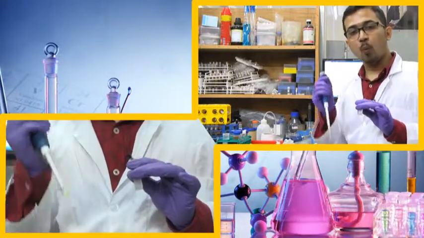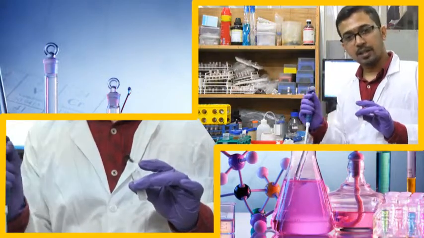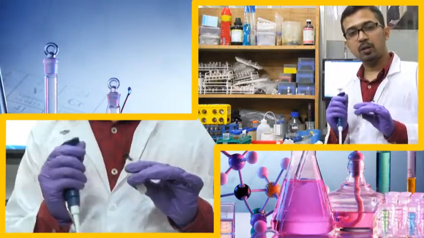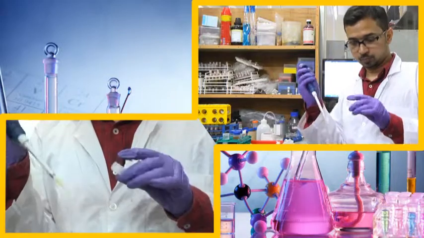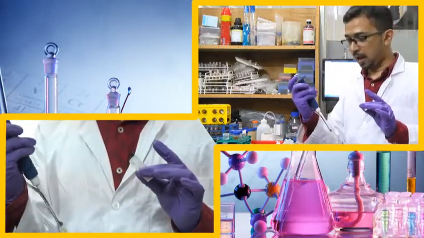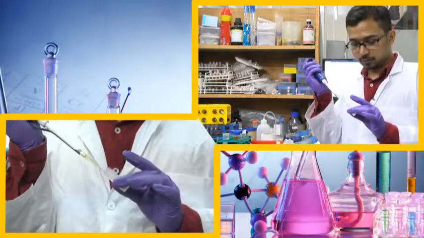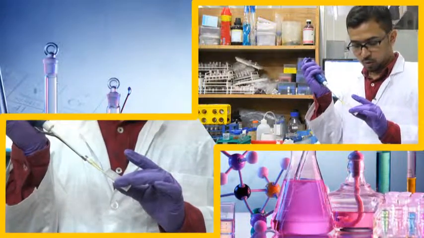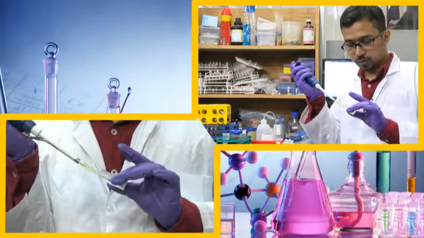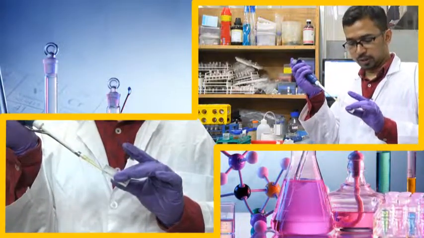So, basically we have to pipette out 150 plus 30, that is 180 microliter of buffer from here. For that we have taken this micropipette and adjusted the volume to 180 microliter. We are carefully taking out 180 microliter of buffer from here.